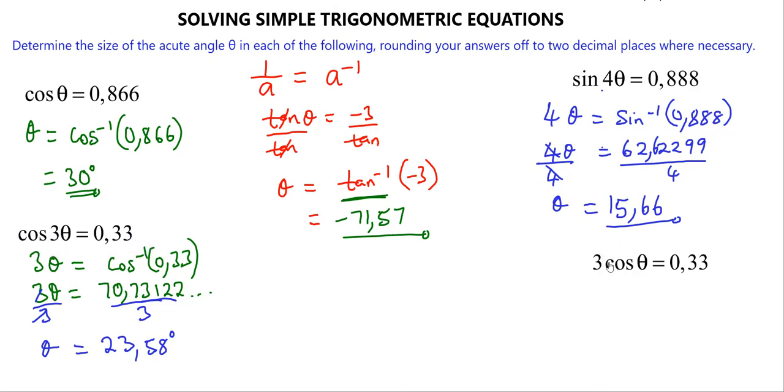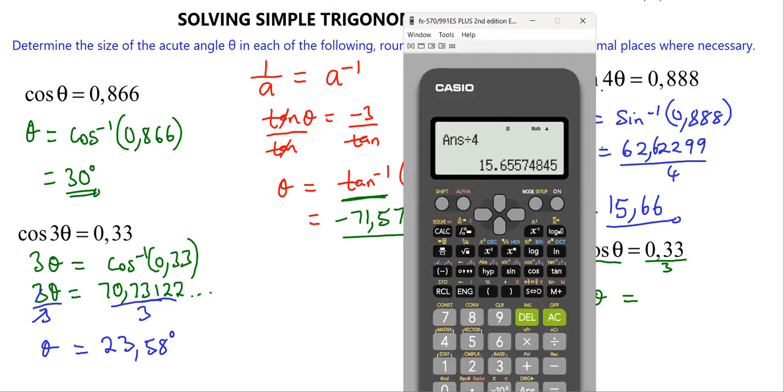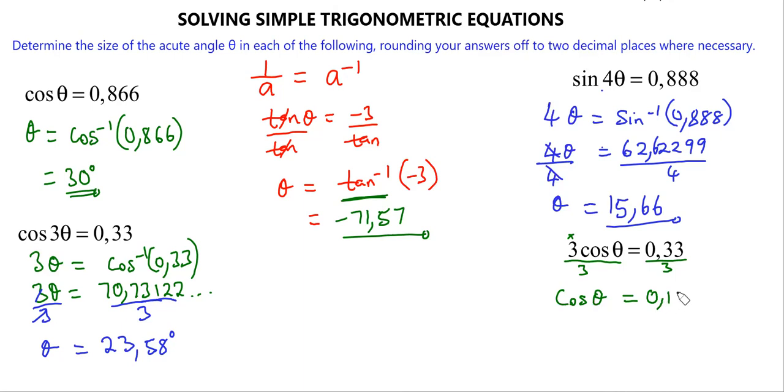Now, let's see again what we can have. We can also have a coefficient on the cos as well. And what must we do first? We must get rid of that coefficient first. So we need to get rid of 3. And how to get rid of 3? We divide by 3 on both sides. Then we are left with cos theta is equal to 0.33 divided by 3, which gives 0.11.